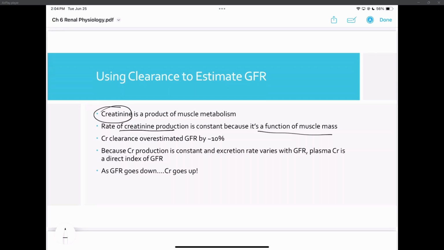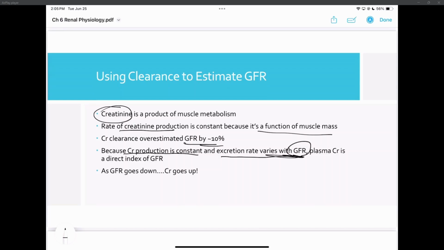Creatinine clearance overestimates GFR by about 10%. Because the creatinine production is constant, the excretion rate will only vary depending on whatever your GFR is. If your GFR goes down, you can't clear as much. So what happens to the creatinine numbers in the blood if you can't clear it? It's going to go up.